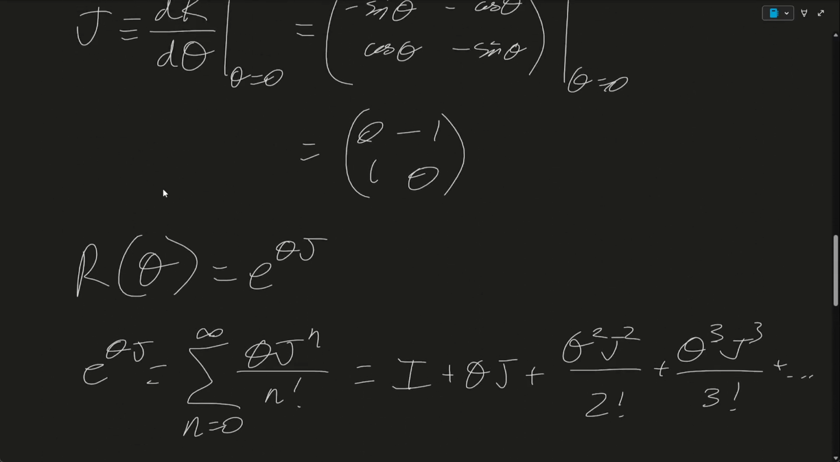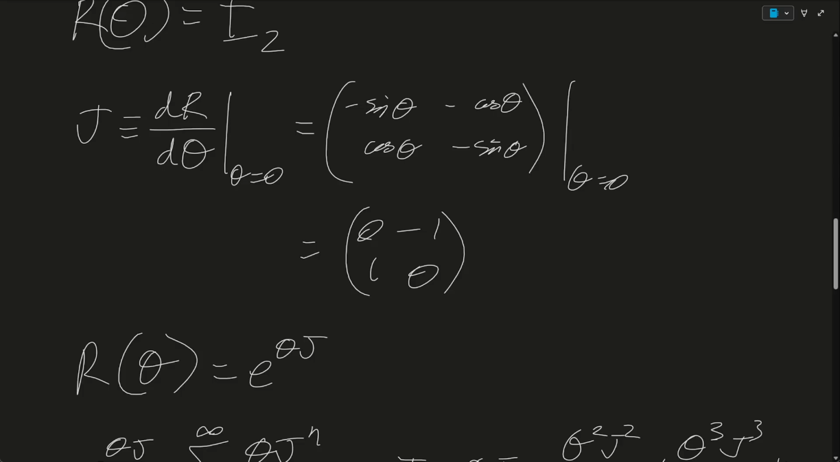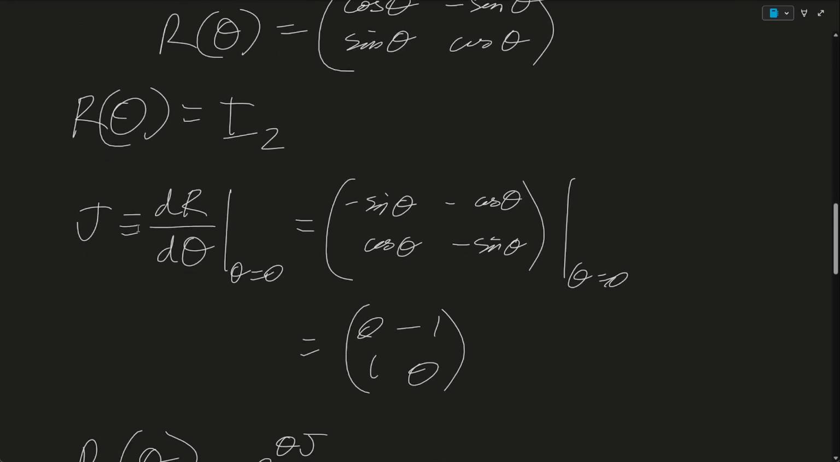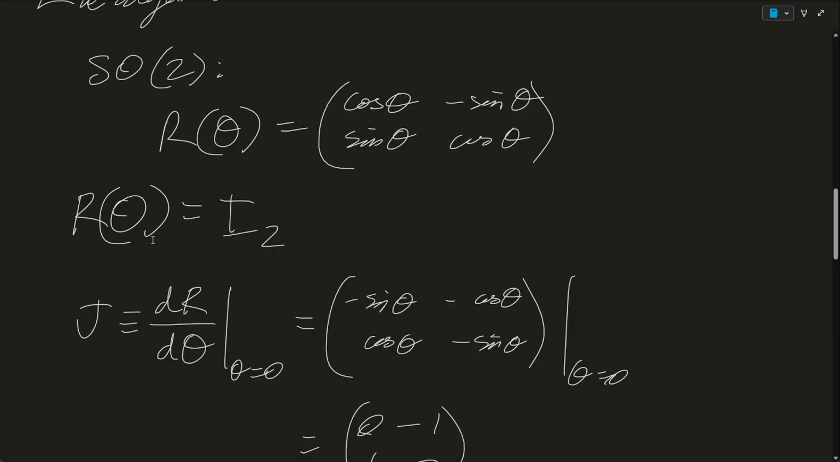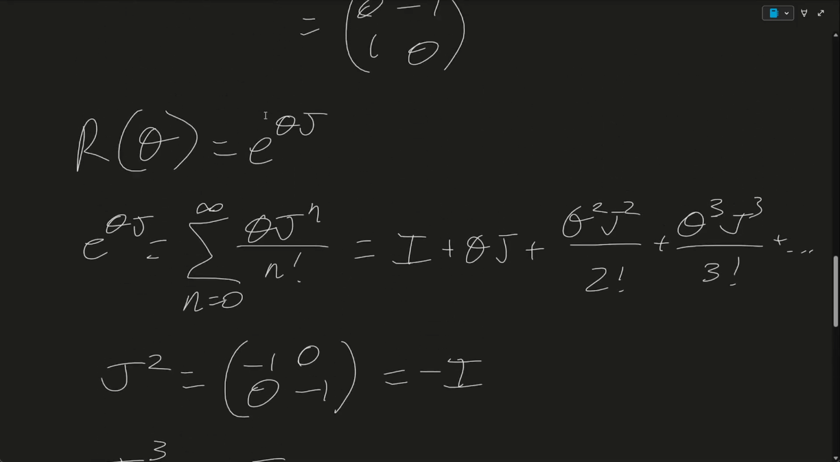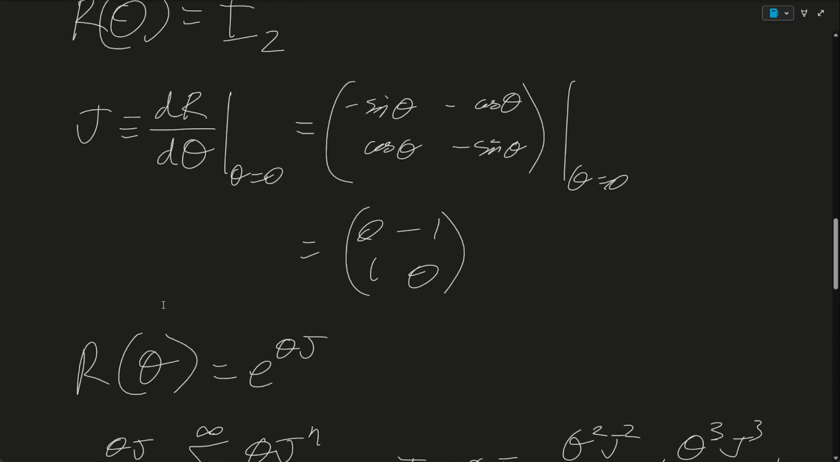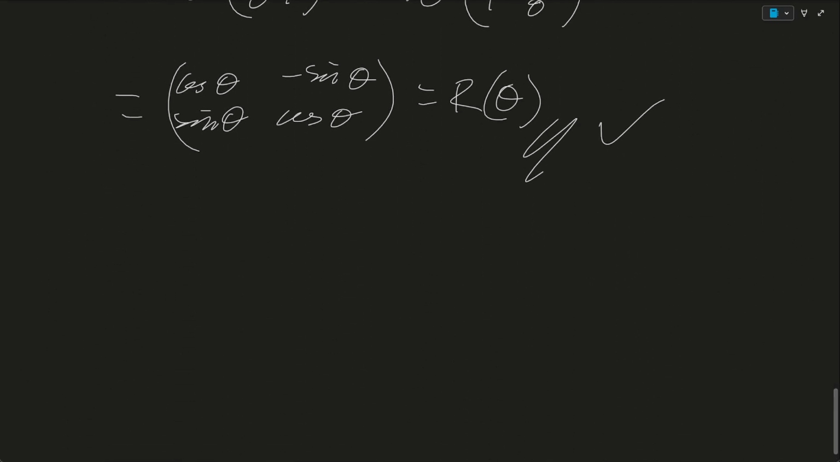Okay, so we've so far established that for this SO2, our rotations on our plane, if we differentiate our function r with respect to theta, then we get our generator function, and exponentiating the generator function will return us our original function. Okay, so this is kind of a fundamental idea of Lie algebras that's really important to understand.